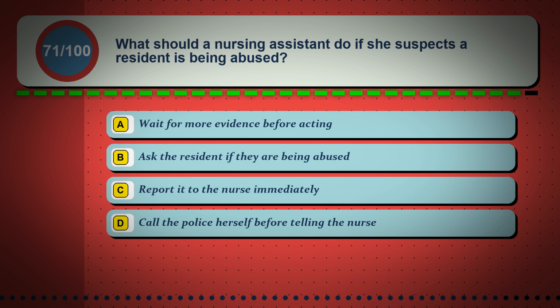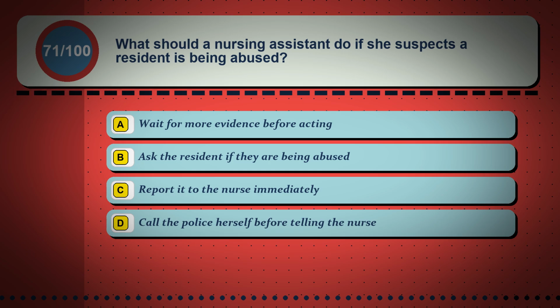Question 71. What should a nursing assistant do if she suspects a resident is being abused? Option A. Wait for more evidence before acting. Option B. Ask the resident if they are being abused. Option C. Report it to the nurse immediately. Option D. Call the police herself before telling the nurse.